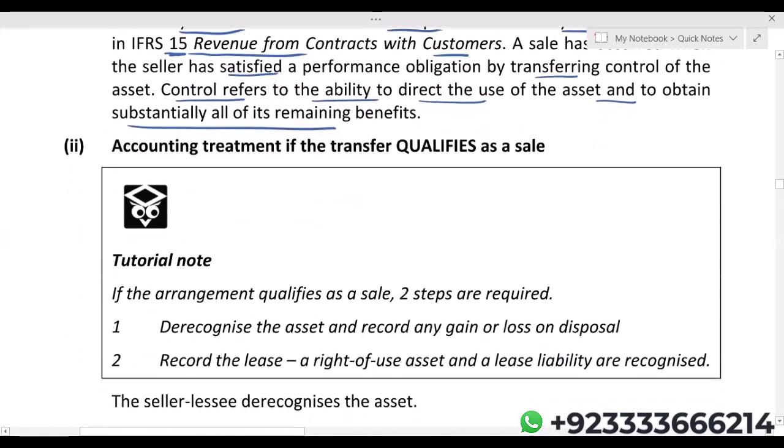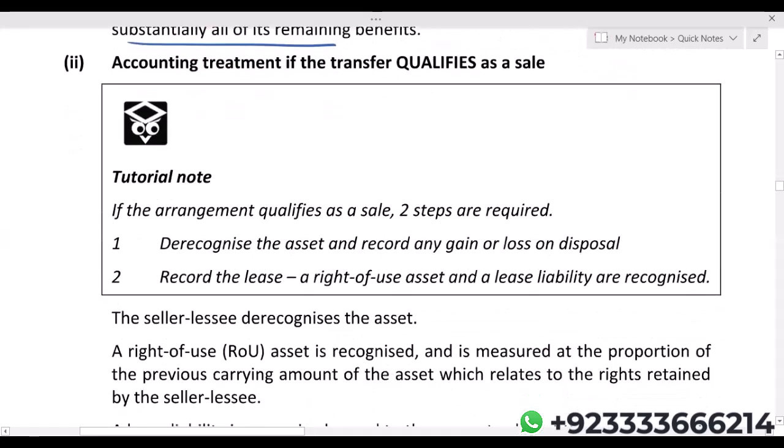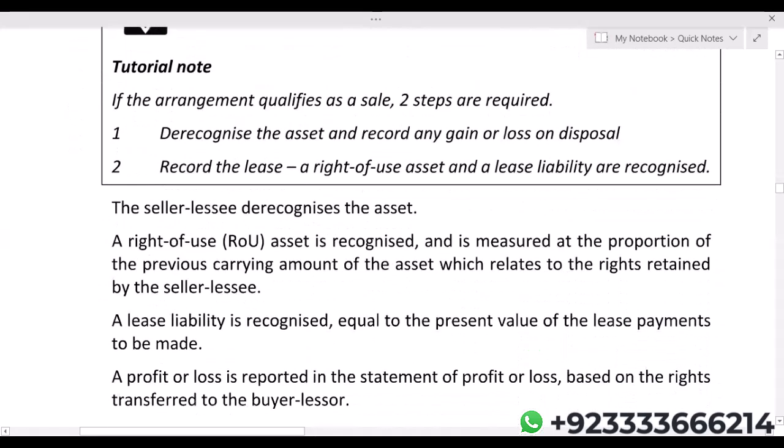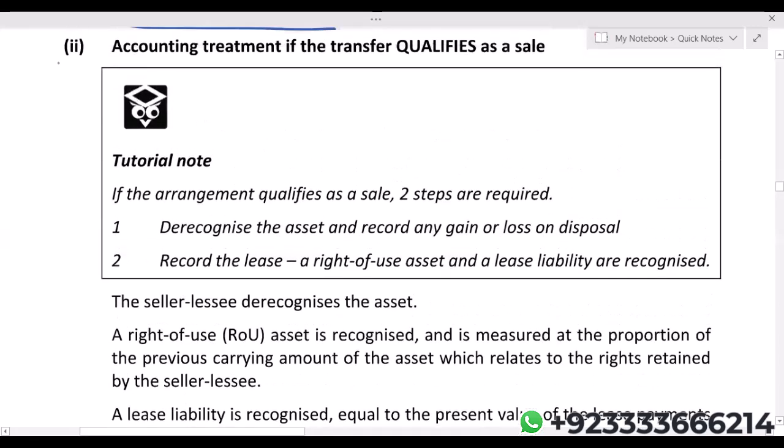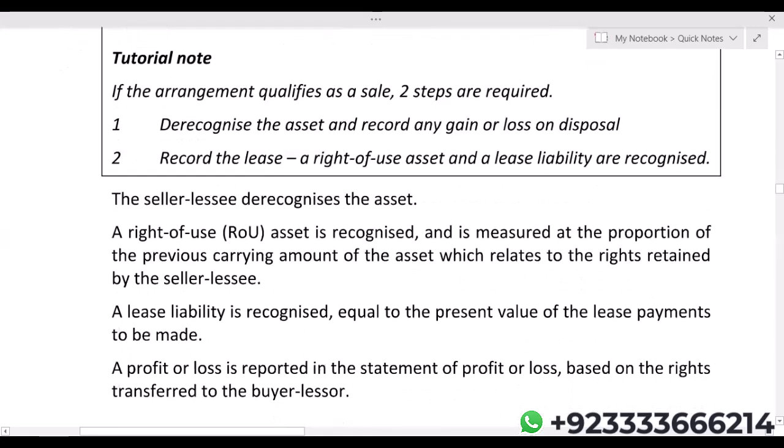2. Accounting treatment if transfer qualifies as a sale. In fact, for answering point number 2, you can use the formulae also, which I have explained, the 3 possible scenarios. The seller lessee de-recognizes the asset. A right of use asset is recognized and is measured at the proportion of the previous carrying amount of the asset which relates to the rights retained by the seller lessee.